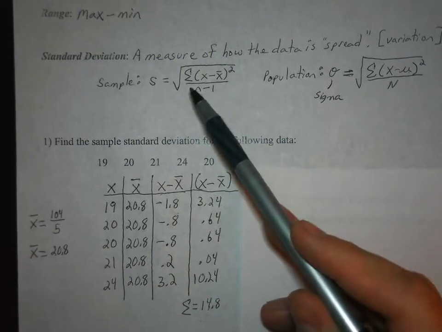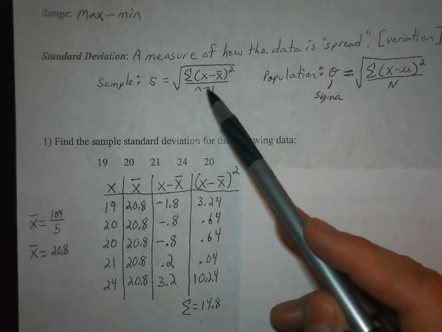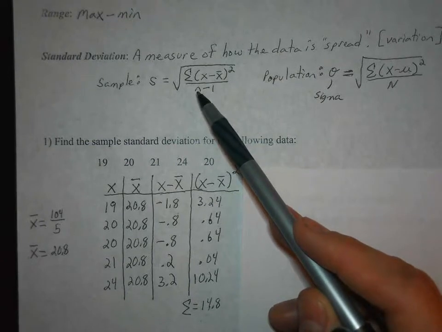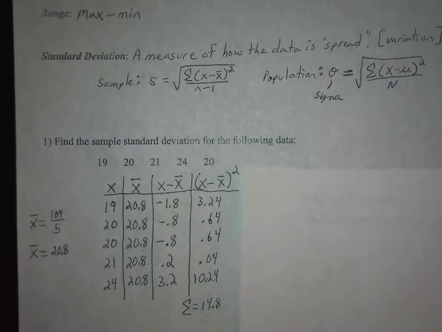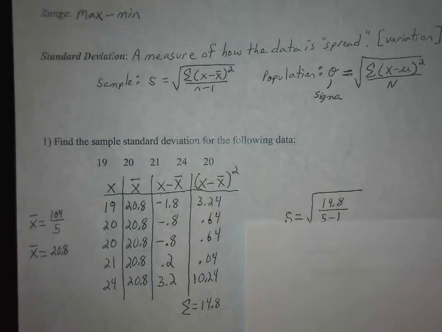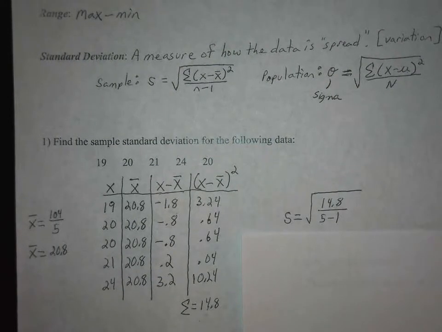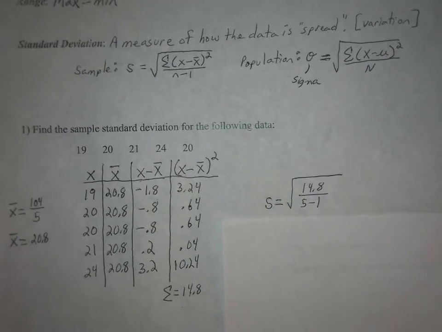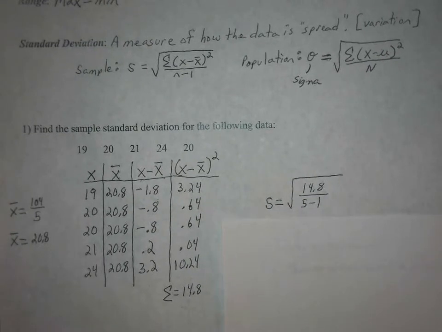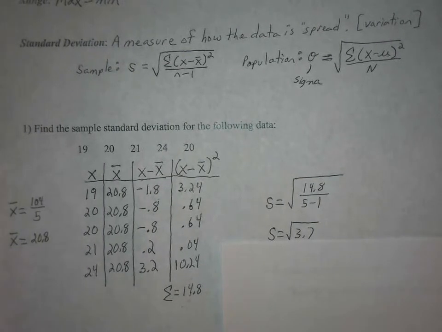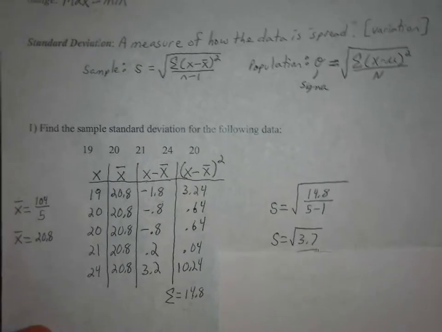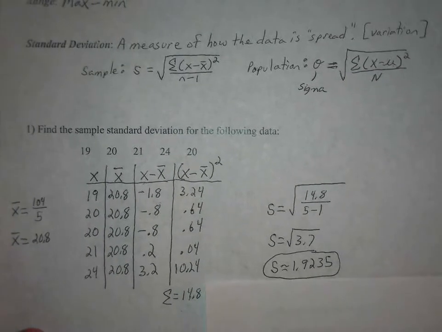Now we need to do the square root of that sum divided by n minus 1. Remember, n is your sample size, and there are 5 data values. So s equals the square root of 14.8 over 5 minus 1. When you do 14.8 over 4, you get 3.7. And we need to take the square root of it. That gives you 1.9235.